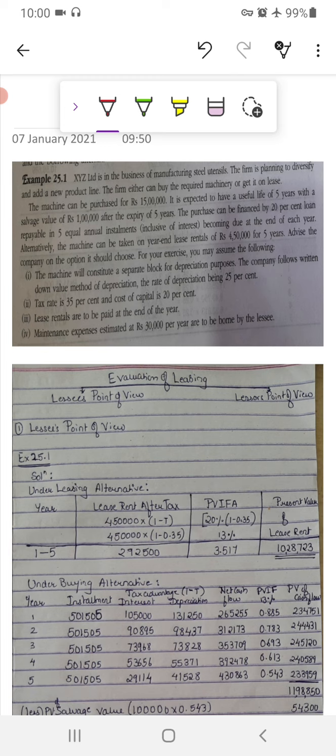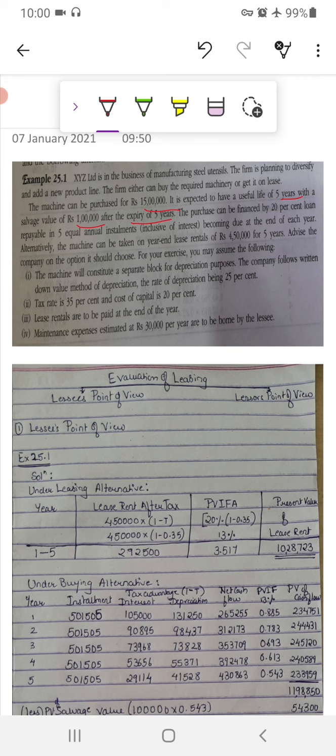The machine can be purchased for 15 lakh. It is expected to have a useful life of 5 years with a salvage value of 1 lakh. That means they have given us the cost of the machine, that is 15 lakhs, a useful life of 5 years, and the salvage value is 1 lakh after the expiry of 5 years. That means it is the value at the end of 5 years.